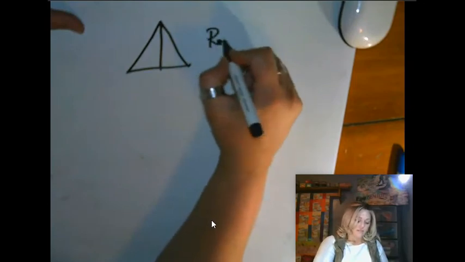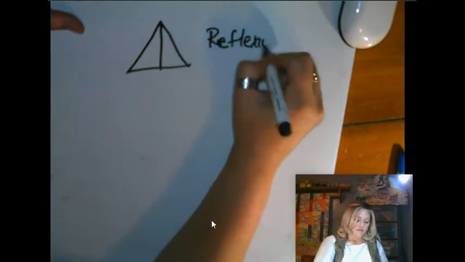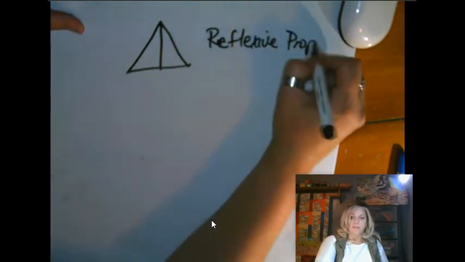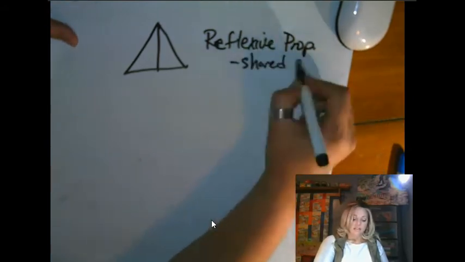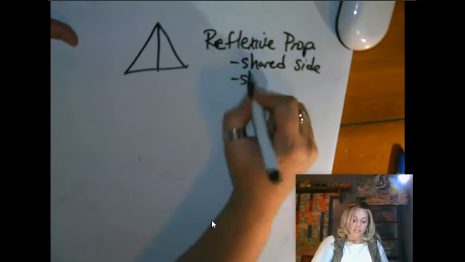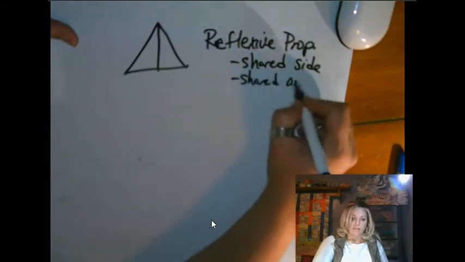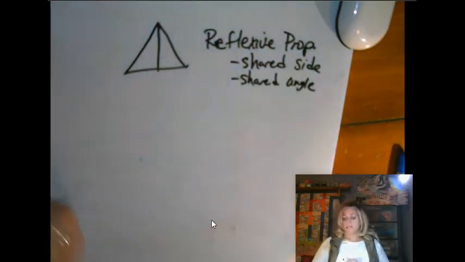And what that means is you have a shared something, so reflexive. Reflexive property. It means there's a shared side or a shared angle. Okay, so let's look at these 2 triangles.